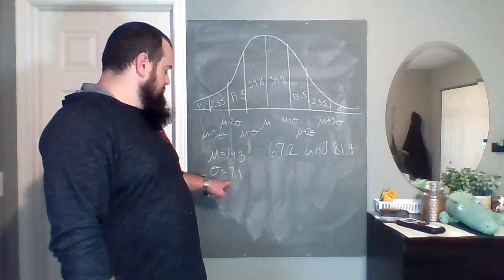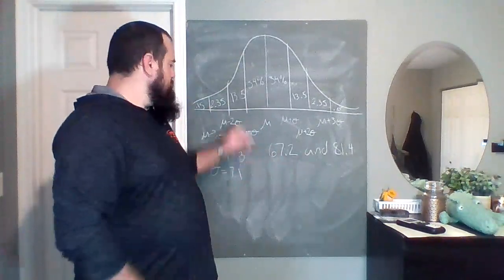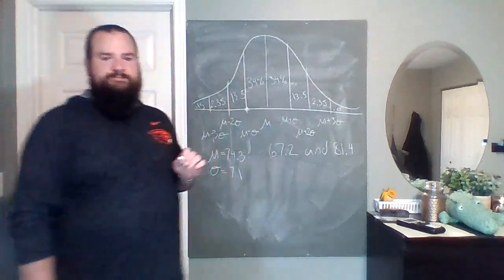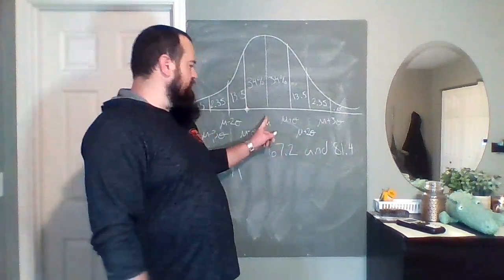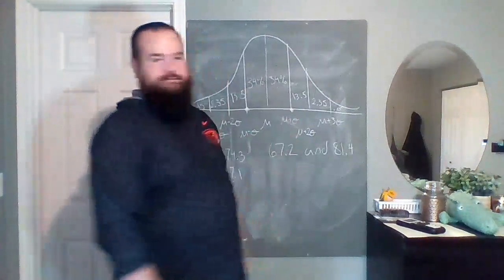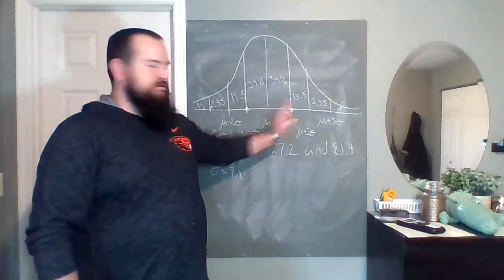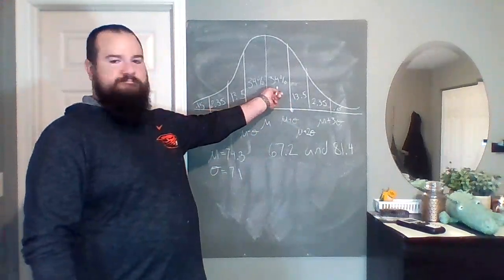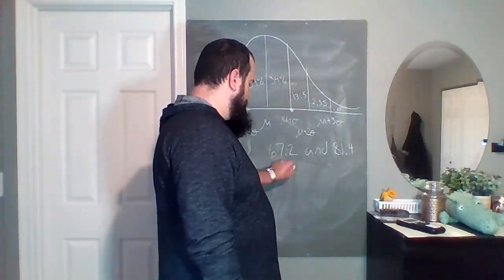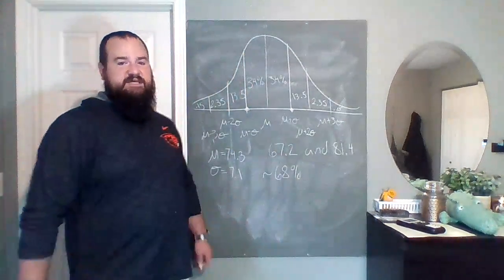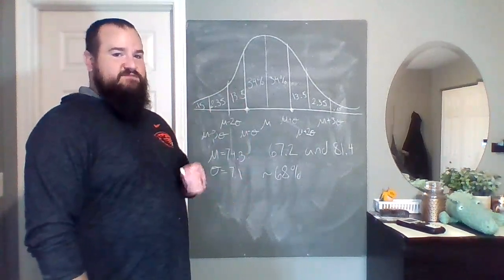74.3 minus 7.1. So in other words, we're at mean minus the standard deviation. That is 67.2. So we are right here. And if I do 74.3 plus 7.1, I get 81.4. So that means I'm at mean plus 1 standard deviation. So what I'm asking is, what percentage of the scores fell between these values? Well, 34 and 34. So that gives us about 68% of the test values fell between 67.2 and 81.4 on the first test in Math 243.